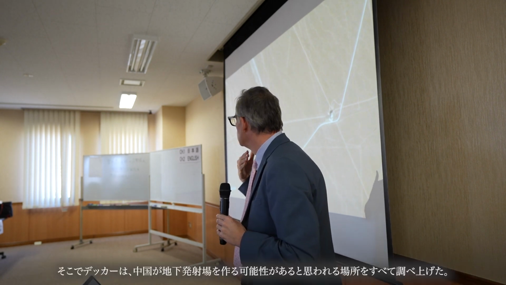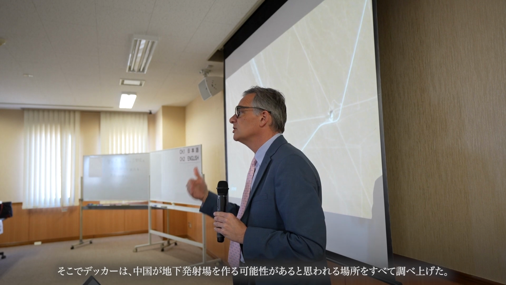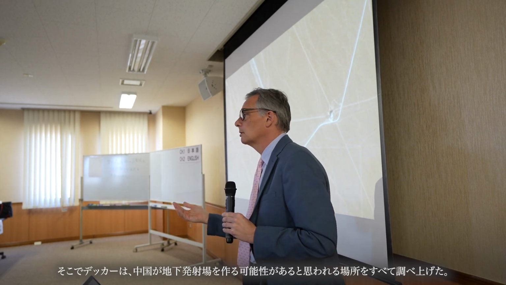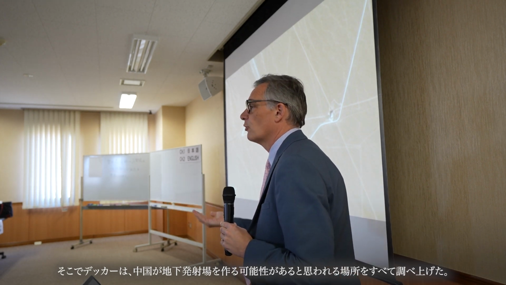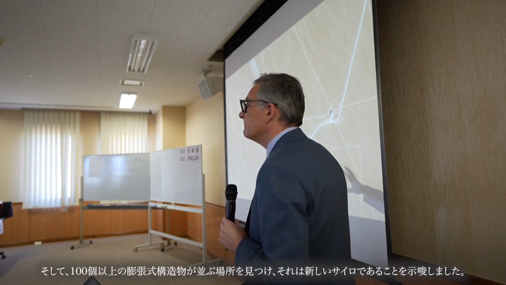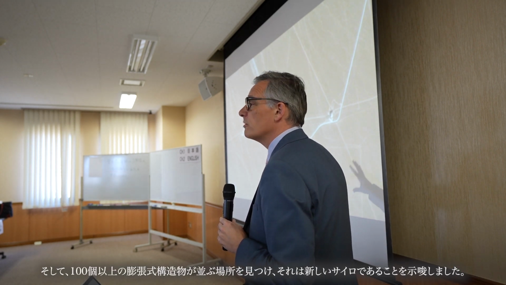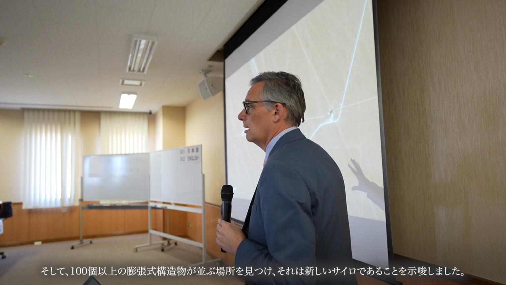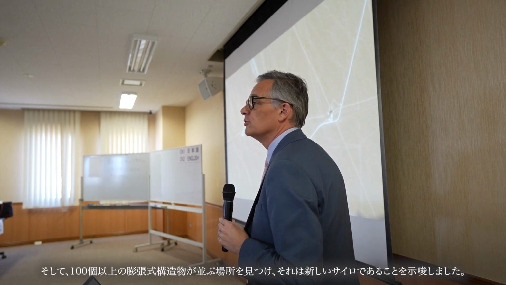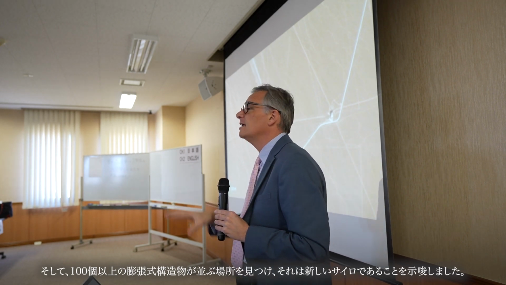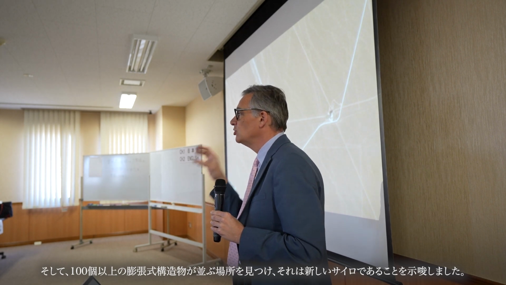And so Decker went through all the areas where he thought China might build such underground launch sites and found a field of more than 100 of these inflatable structures, arrayed in a way that made it clear that this was a new silo field.